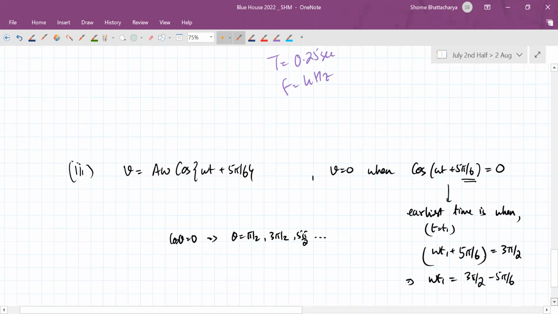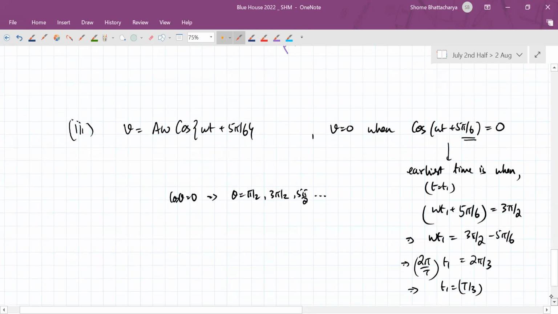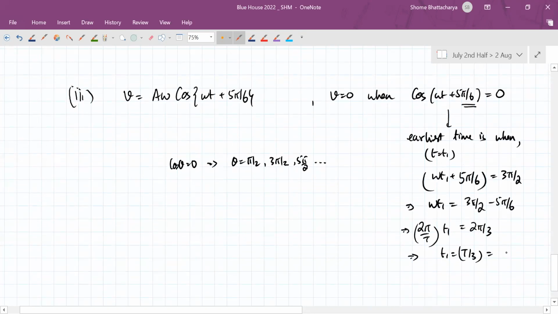So this becomes how much? 9 minus 5, that is 4 pi by 6 or 2 pi by 3. Is that correct? So omega t1 is this much, and omega is 2 pi upon time period. So that earliest time will become capital T by 3, or 1/3 of the time period. And the time period we knew was 1/4 of a second. So this will become 1/12 of a second, or approximately this much time. So this will be the earliest time when it stops.